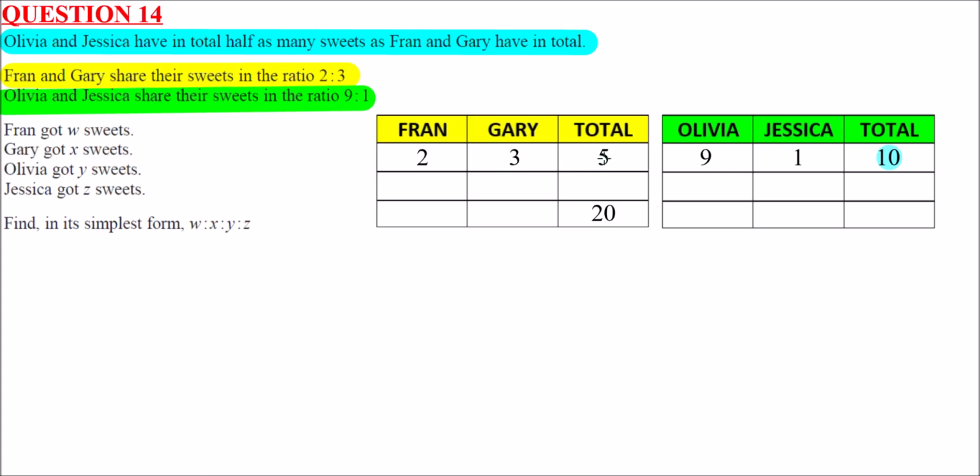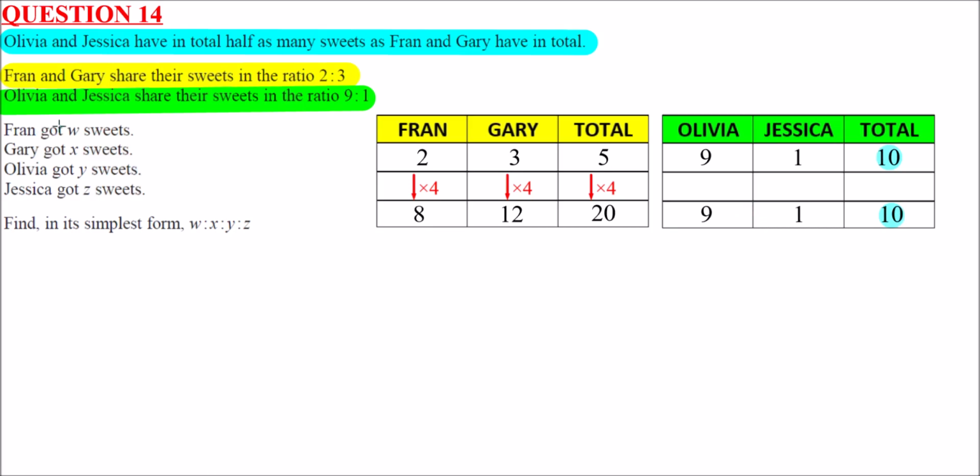So how to go from 5 lots to 20? What would I multiply by? Clearly, we'd have to multiply by 4. Therefore, to keep these other numbers in the ratio balanced, I multiply the 2 by 4 and the 3 by 4 as well. So 2 times 4 is 8, 3 times 4 is 12. We've now got a total of 20 parts. Because we need Olivia and Jessica to have half, we'll leave those as they are at 10 parts, so we're not going to move that on at all. Just keep these numbers exactly as they are.